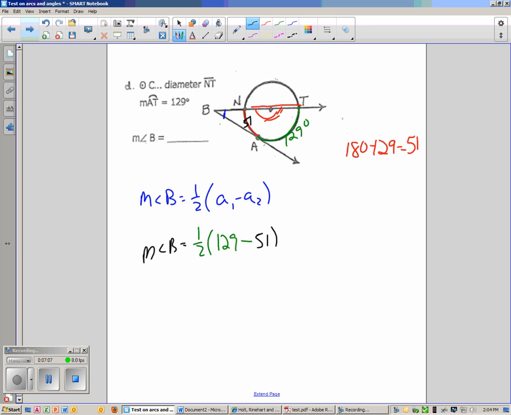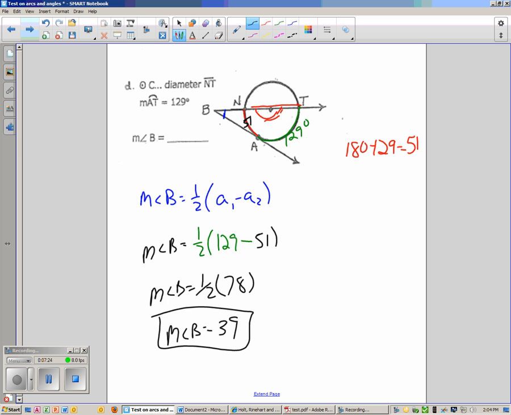So 129 minus 51 is equal to 78. I'm going to take half of that, and that's going to give me the measure of my angle B. So the measure of angle B is equal to 39. Okay. And this is problem number 1D.